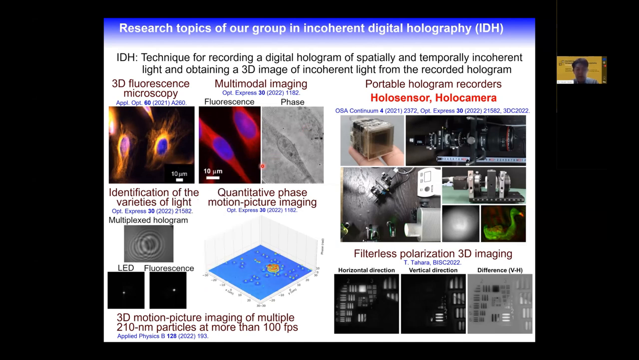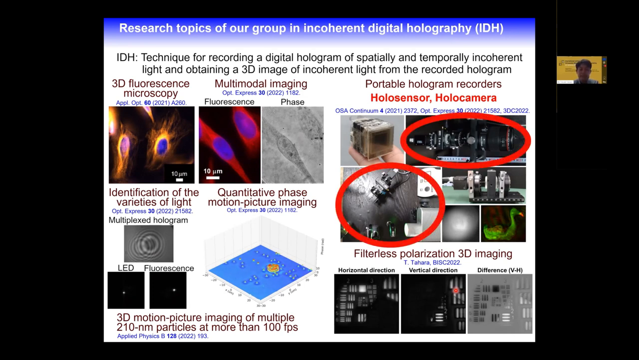Simultaneous imaging of fluorescence and quantitative phase imaging can be conducted using incoherent digital holography. Even the variety of light, such as LED light and fluorescence light, can be identified and detected respectively. As another aspect, incoherent digital holography is suitable for fabricating compact digital holography systems like the TAM-sized interferometer and portable holography camera systems: TAM, holo camera, and holo sensor. This implementation can be constructed on a wood table, so we can obtain the holograms stably. Using incoherent digital holography, filterless polarization 3D imaging can be conducted.